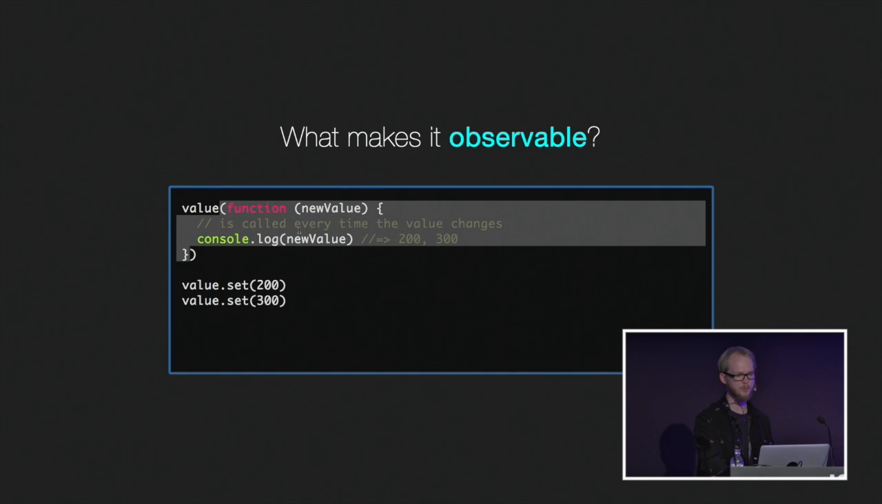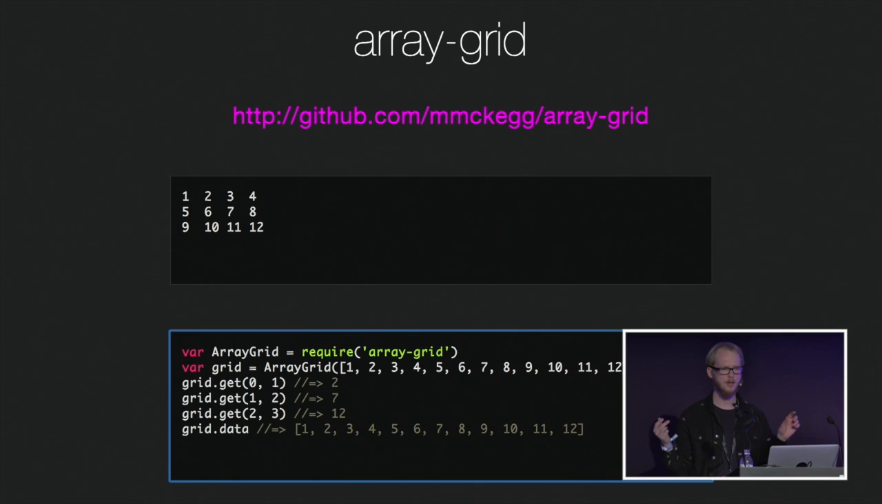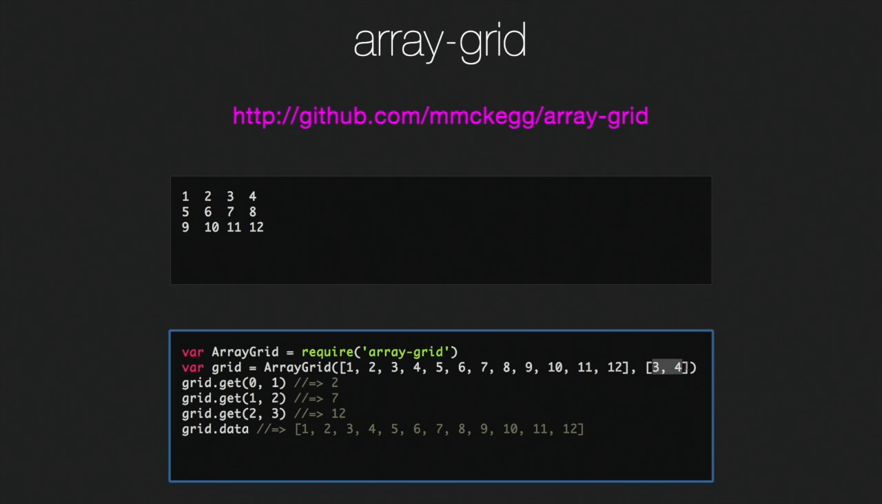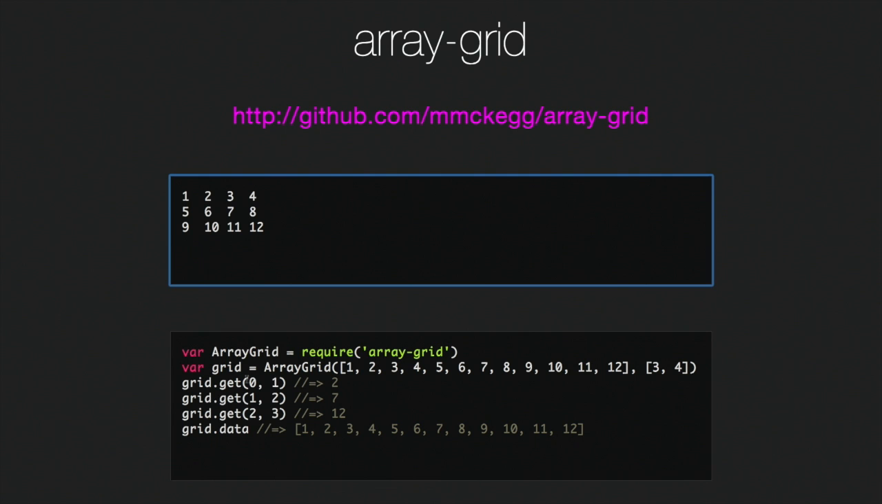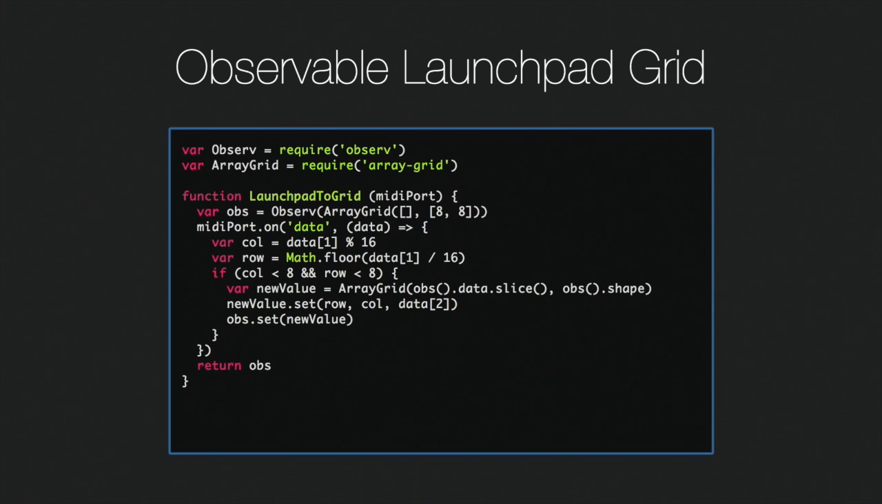Now, this here is a very small wrapper around arrays to turn them into two dimensions. So I specify the shape I want of the array, which is 3 high and 4 across. And then I pass it some data, and it will stack it like that. So I can ask, what is at position 0,1, what is at position 1,2, et cetera, et cetera. And then this little bit of code here merges the two together.